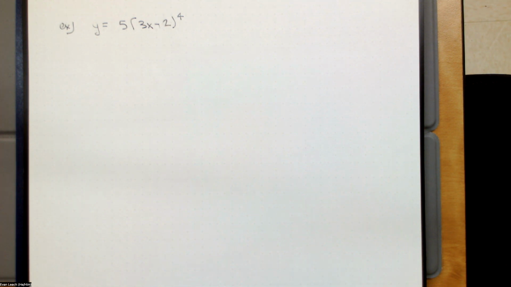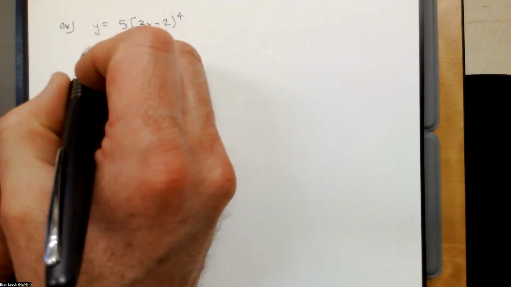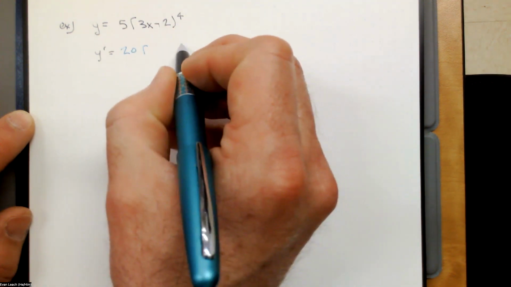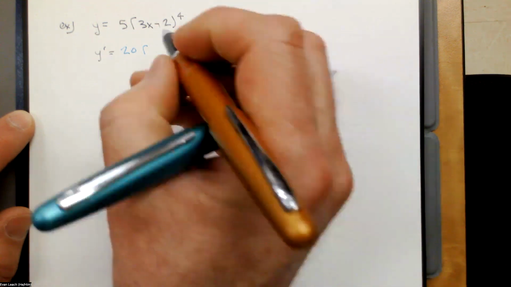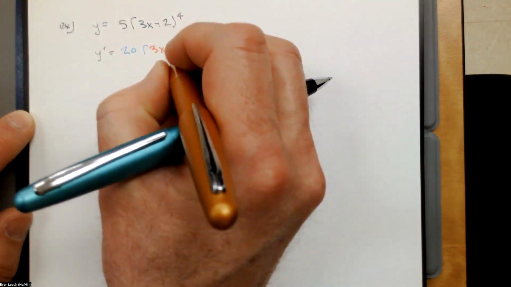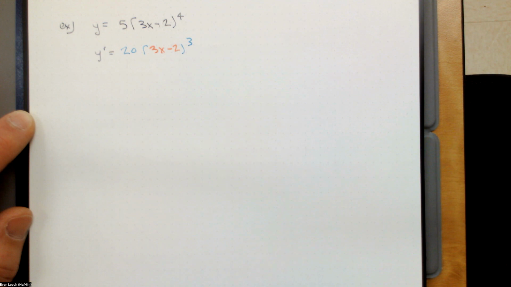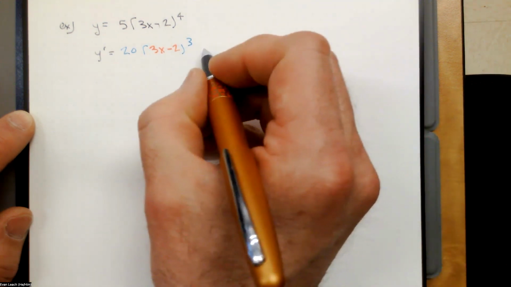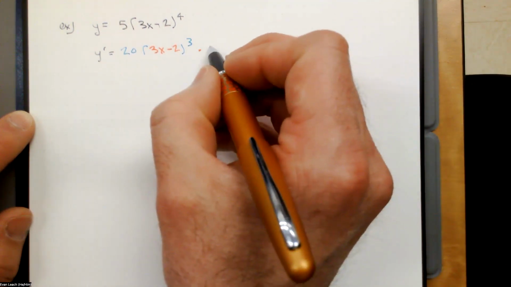So all I've done here is I've changed the inside function. So this function reads 5 stuff to the 4. Stuff is 3x minus 2. It's a little simpler version of this. So we take the derivative of the outside, so dy dx, or y prime if we like, is the derivative of the outside, 20 times that stuff to the third, with the derivative of the outside with respect to the inside, so leaving the inside alone. And then we multiply by the derivative of the inside, which in this case is just 3.